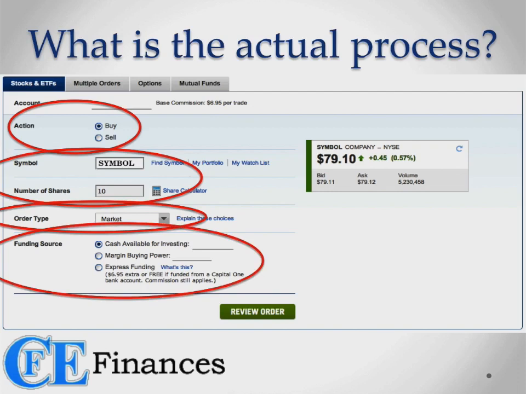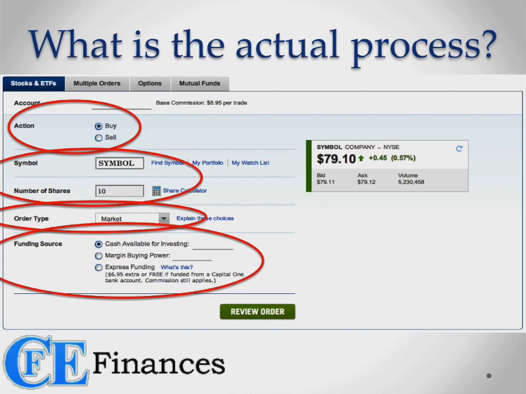And this can be your brokerage account specific, and in this case, you have three options, where the cash available for investing is the actual physical money in your brokerage account that is not tied up in other shares of other stocks. Your margin buying power is the amount of money that you have on margin to buy the shares. And as the first lesson states, we don't cover margin accounts because it's more advanced than this beginner's course, and we don't recommend it because you're essentially borrowing money from your brokerage account in order to afford the investment. And if you don't know what you're doing, it can become dangerous.